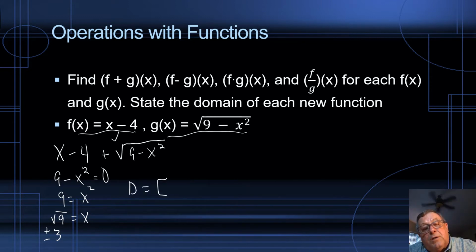So my domain then is restricted to an interval. Using interval notation, x can equal negative 3, and it can equal 3, and it can equal anything in between negative 3 and 3. That would still be okay. Put 2 in there: 2 squared is 4, 9 minus 4 is 5. That's okay. Square root of 5 is okay. Okay, well, there we go.